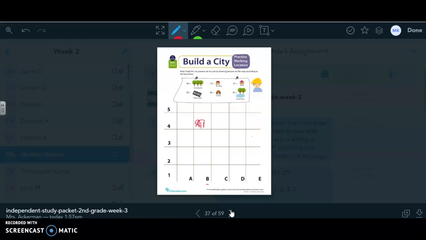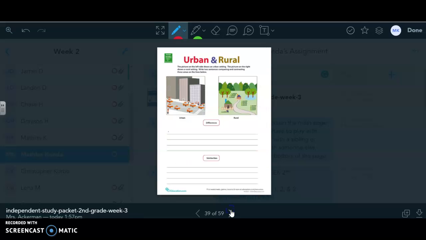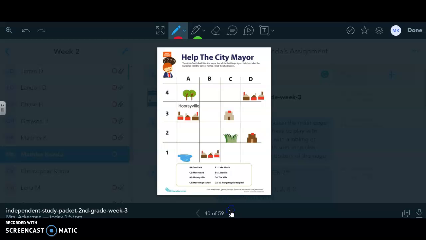Okay, you might have done this one the other day, and you skipped that one. You might have also done this one already. So now we're helping the mayor. The city is finally built, but the mayor lost all the building signs. Help him label the buildings with the correct names. Read the chart below. So basically, down here in this chart, it's saying A4 is Sun Park. So come up here to A, down to 4.